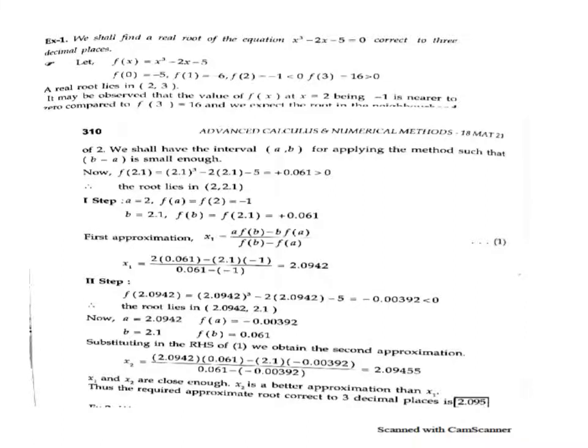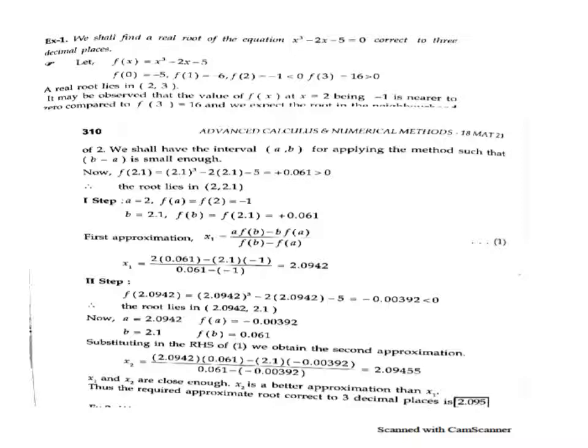Consider the first example. To find the real root of the equation x cube minus 2x minus 5 equals 0, correct to 3 decimal places. Let f of x be the given function equals x cube minus 2x minus 5. Now we have to locate where the root lies for the given function. Therefore, take the values for x as 0, 1, 2, 3 in the function.